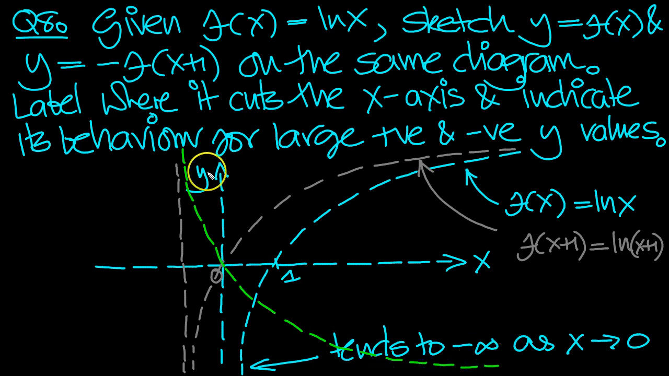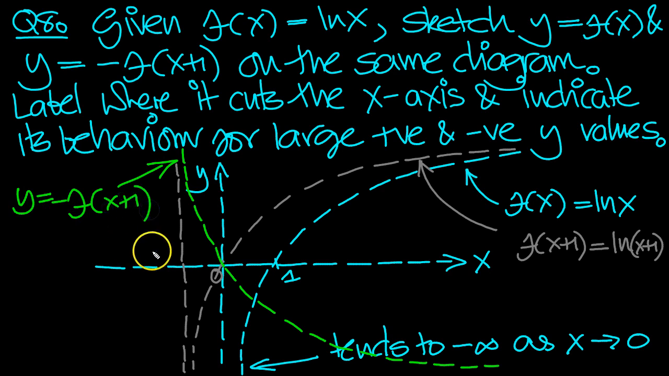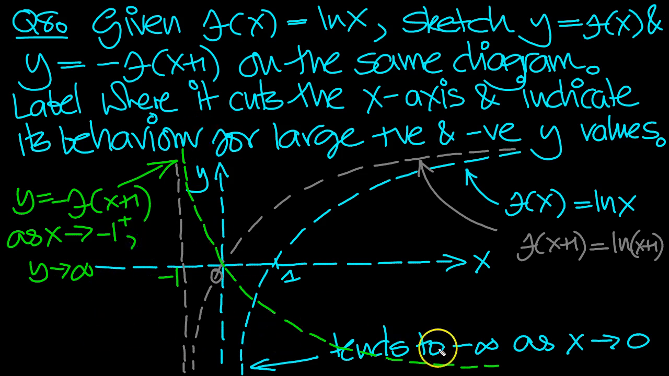There we go. So this is y equals minus f of x plus 1, and as x tends to the value minus 1 from above, positive side, y shoots up to infinity, doesn't it? Okay, and that's where it tends to, and then it just continues to decrease here. So this was the graph, as we've just said. So this would be minus log of x plus 1, if we want to write it explicitly.